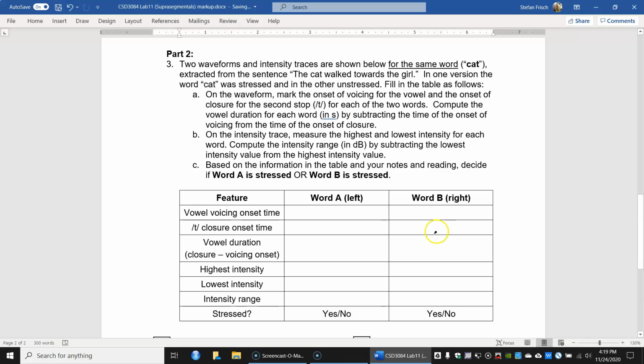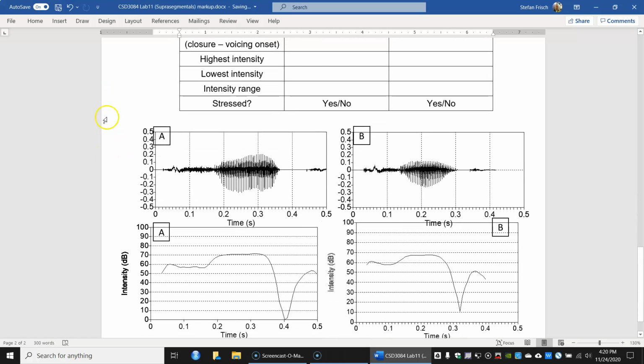Okay, so in the second question, we have waveforms and intensity traces for the word cat extracted out of a sentence. In one version, the word cat was stressed, and in the other version, the word cat was unstressed. So we will take a look at the measures of duration and intensity for these two versions and use them to decide which one is the stressed one. Okay, so first part, looking at duration, it says mark the onset of voicing for the vowel and the onset of closure for the second stop, the t, and then compute the vowel duration.